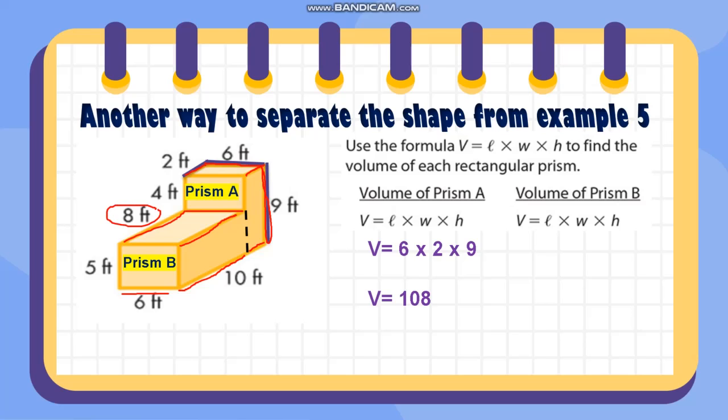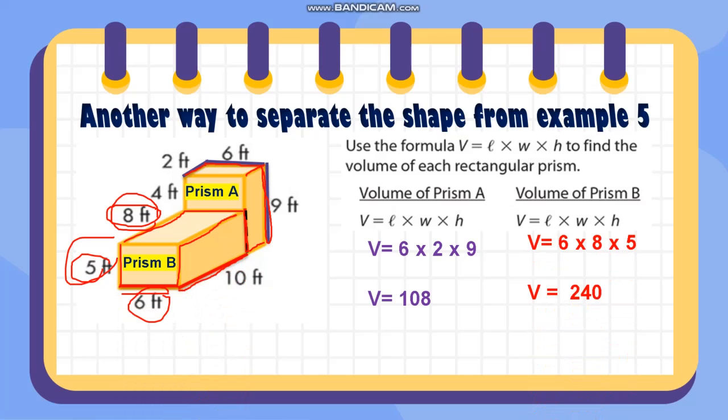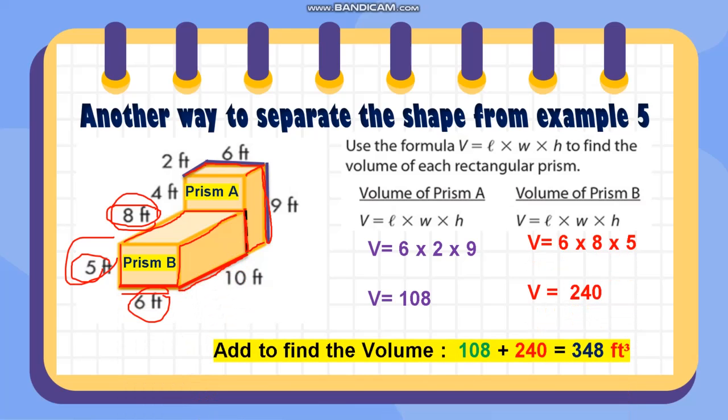And your height is this part, the same on this, and the same on this, which is equivalent to 5. So, your length is 6, your width is 8, and your height is 5. So, 6 multiplied by 8 and multiplied by 5 is equivalent to 240. And when we add that, the answer is 348.